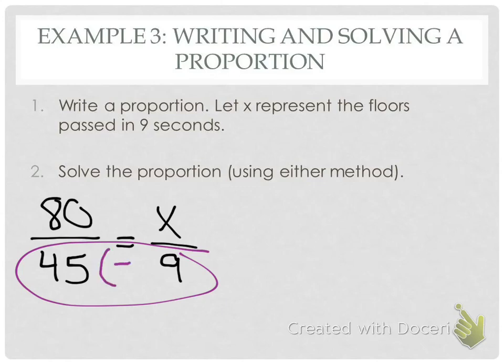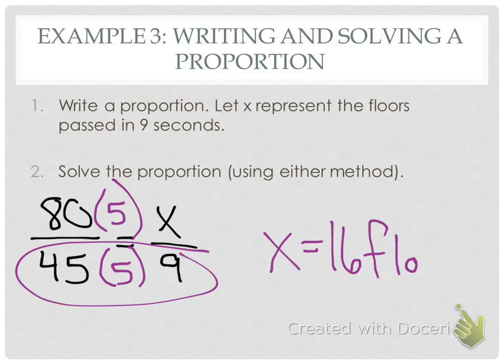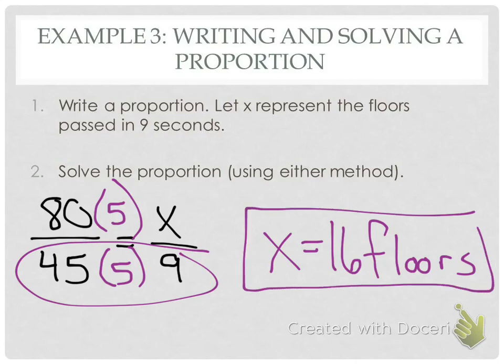So if you know that the missing link is 5, what's 80 divided by 5? 14. Not 14, not 15, 16. X equals 16, and what would be my label? Floors.